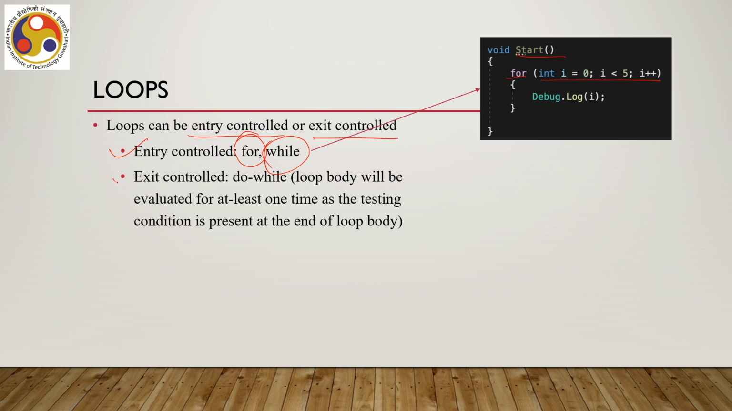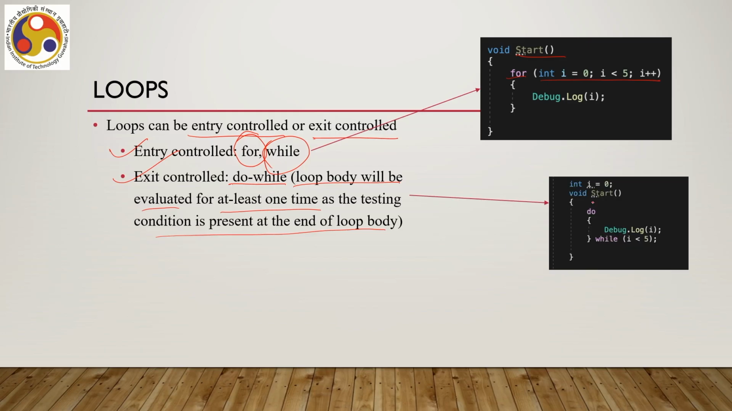As opposed to entry controlled, we have exit controlled also. When you use the construct do while, that is an exit controlled loop. Here the loop body will be evaluated at least one time, as the testing condition is present at the end of the loop body, and that is why it is called exit controlled. An example is shown here. Here we have do, then this body executes and then the condition for continuation in the loop is checked. In case of for, the condition is checked at the beginning and then the body executes. In case of do, the condition is checked after the body executes.